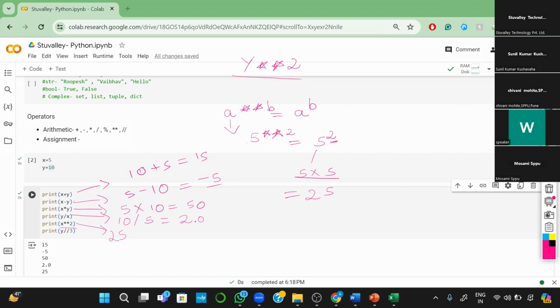Now, great, perfect. Now it's not 25, it's 100. Like y is 10. So 10 raised to the power 2. It means 10 raised to the power 2. It means 10 into 10. 10 into 10 is 100. Simple.